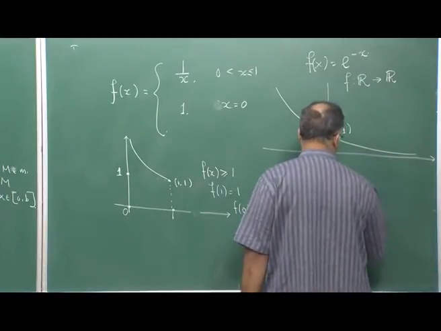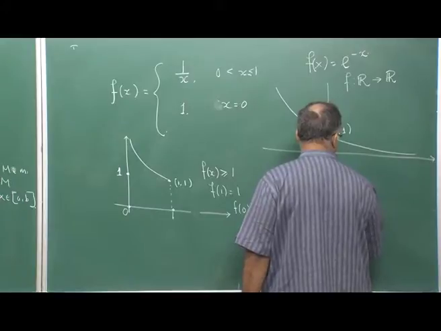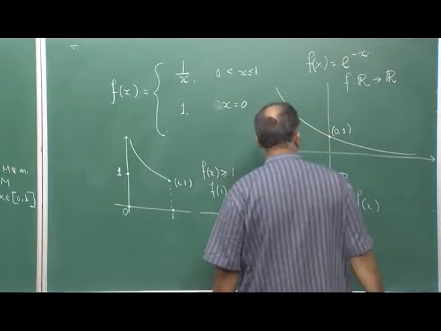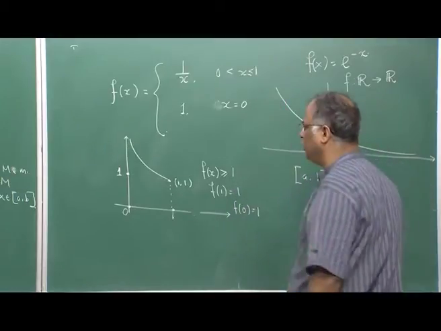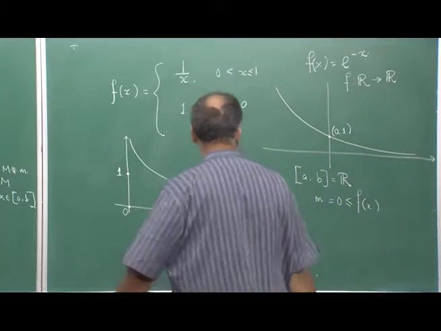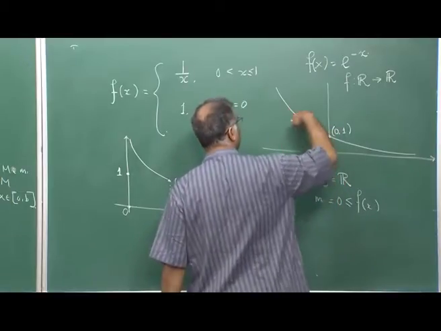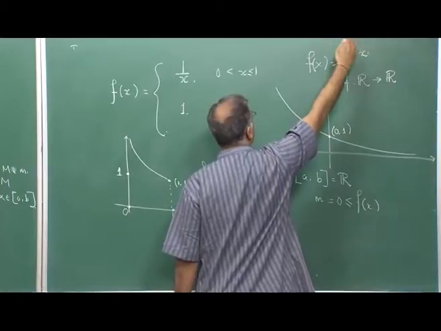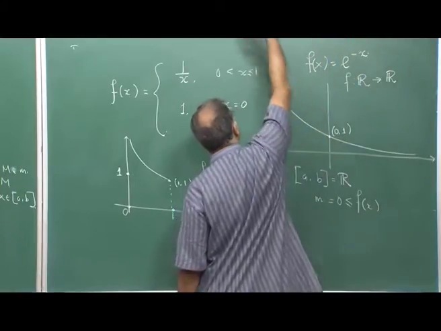Here f of x, as you see everything is non-negative, is greater than or equal to 0. So, your small m is 0, but is there an upper bound? The answer is no, because as you keep coming towards the negative side, the functional value will keep on increasing, it will be e to the power some positive number, and then it will just keep on increasing.